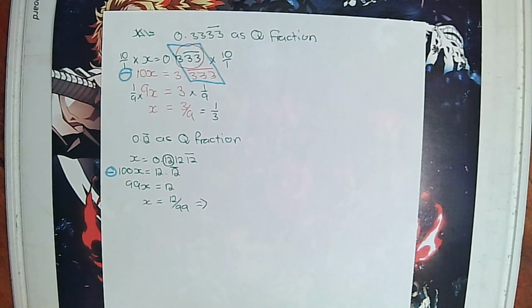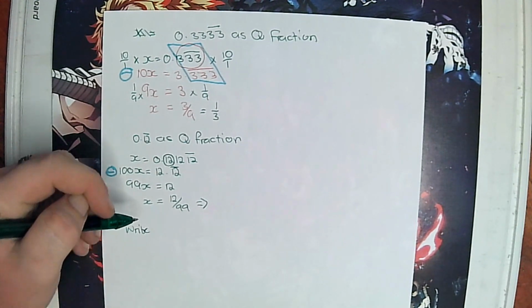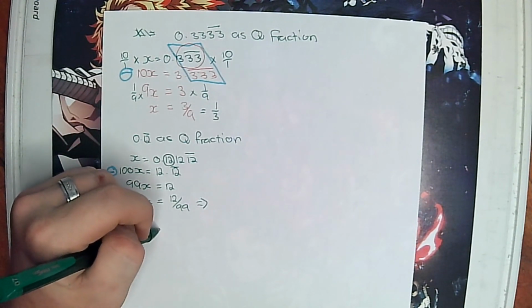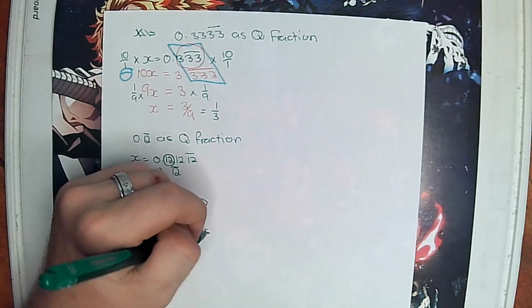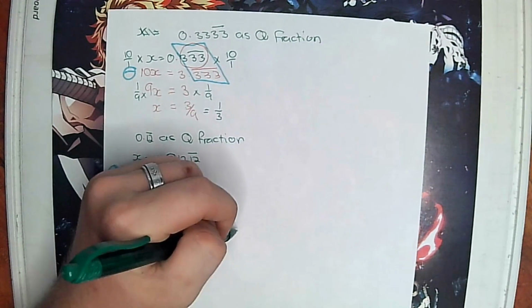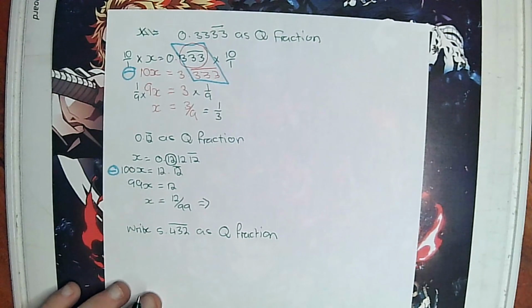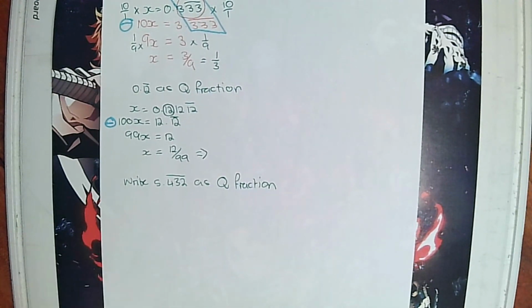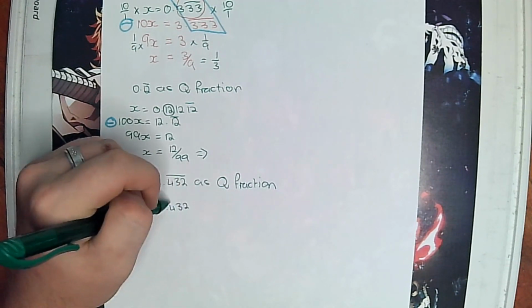Say, for example, we are presented with a problem like: write 5.432 never ending as a rational fraction. Again, we follow the exact same procedure. We can set that value to x. x is equal to 5.432 never ending. Now, what do I have to do in this case?